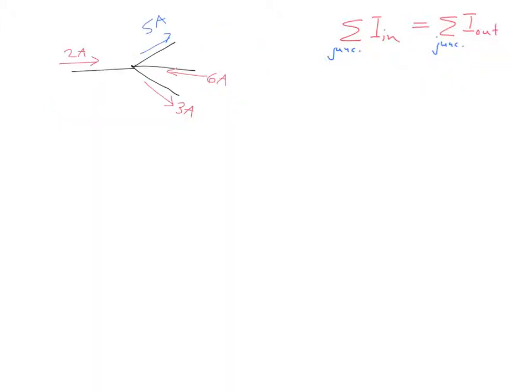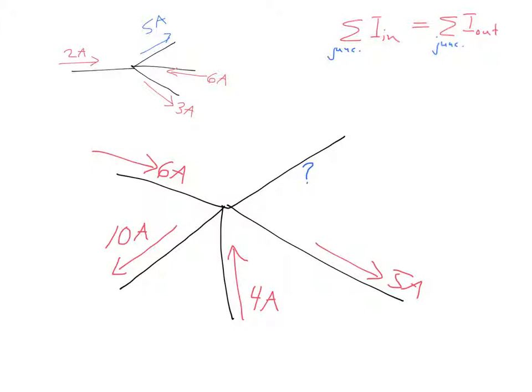Alright, let's do one more. Alright, in this example, I see 6 amps entering the junction here, 4 amps entering the junction here, 10 amps leaving there, 5 amps leaving there. So let's total up what we have so far. We've got 6 amps and 4 amps entering, so a total of 10 amps entering, but a total of 15 amps leaving. So the entering and leaving currents are out of balance by 5 amps.